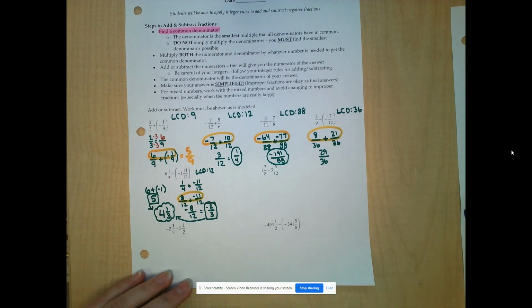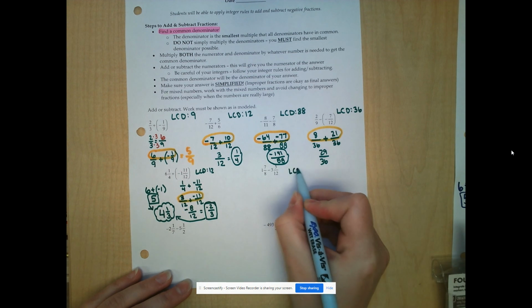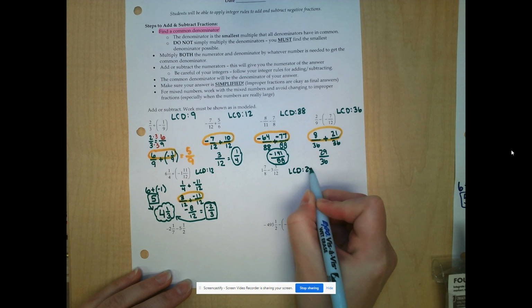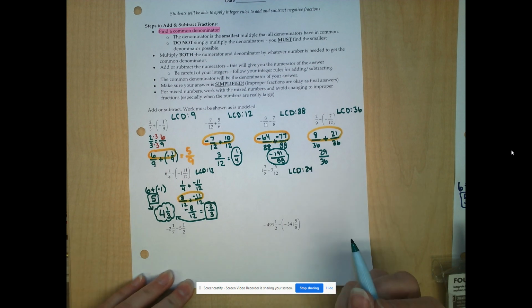So 1 and 7/8 take away 3 and 5/12. I'm first going to say, well, what's the common denominator? So the least common denominator of 8 and 12 is 24. If you thought it was 48, that will work. However, at the very end, you're going to need to do more simplifying than I will.